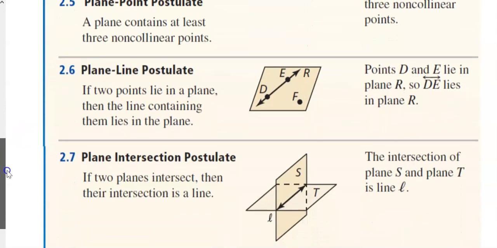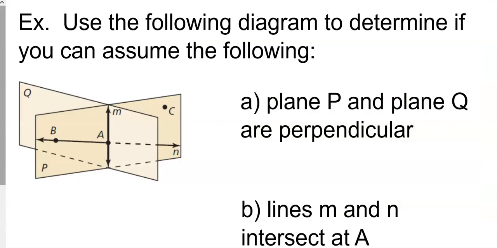Plane line postulate: if 2 points lie in a plane, then the line containing them lies in the plane. Hopefully that makes sense. Hopefully a lot of these just make sense. And the plane intersection postulate: if 2 planes intersect, they go indefinitely in both directions, so their intersection is a line. Okay? So let's go through a few examples here.